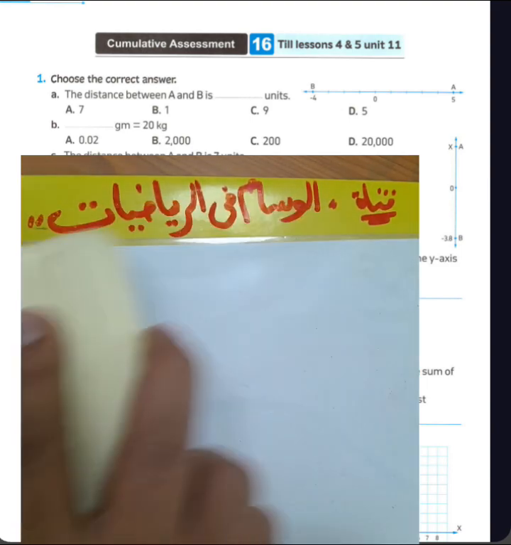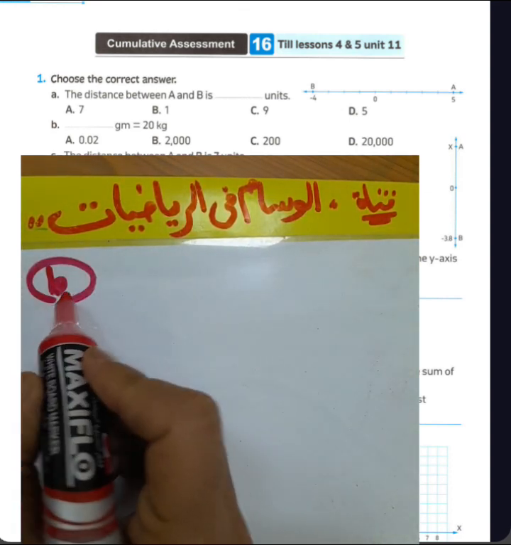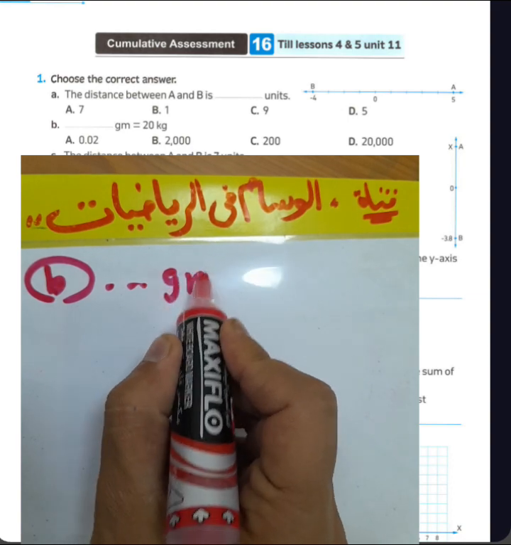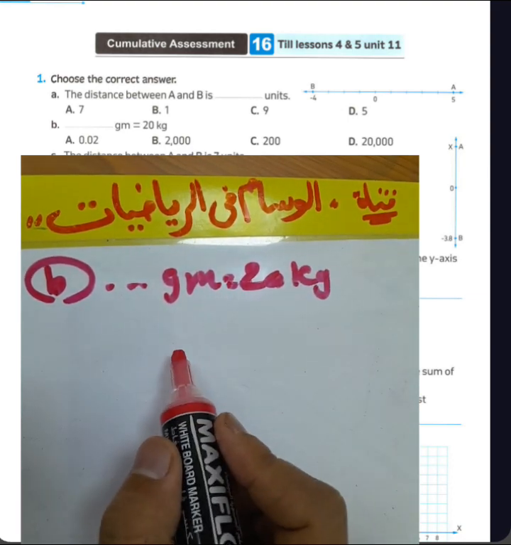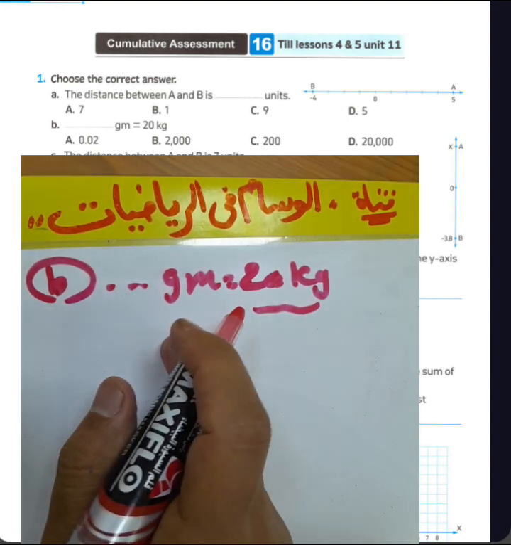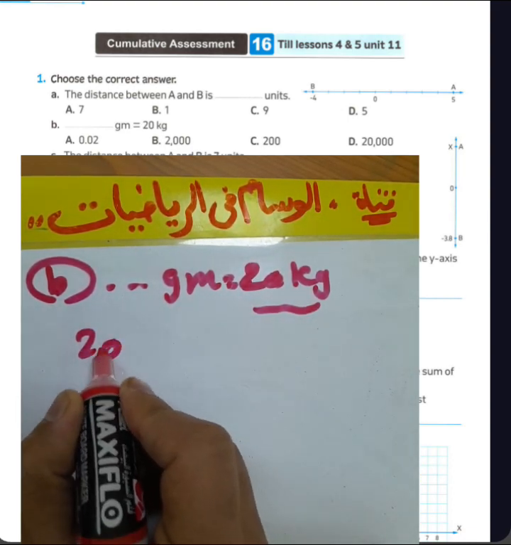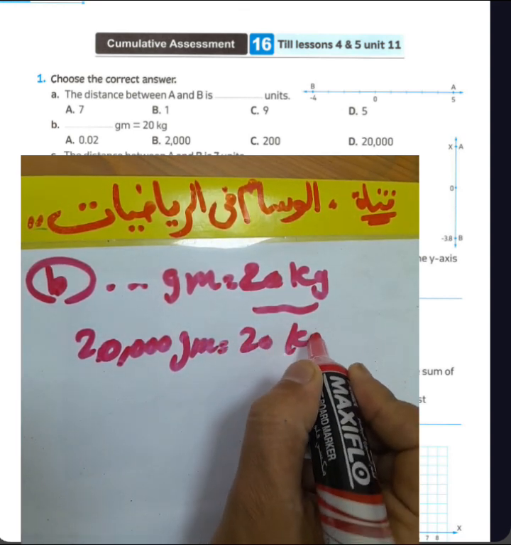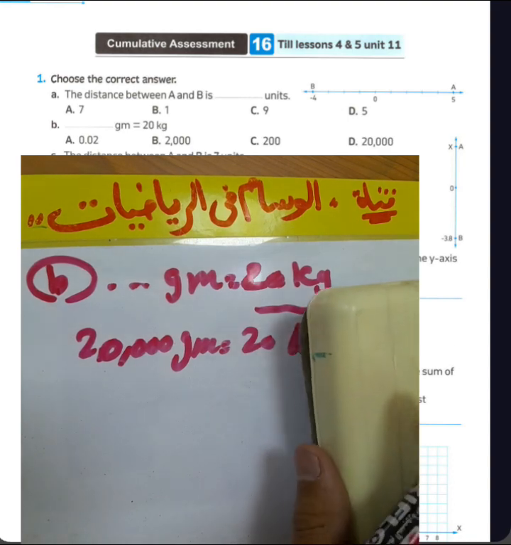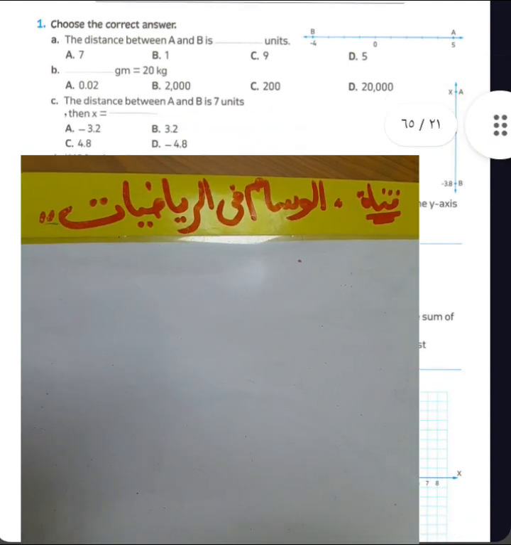Next example. Question letter B. Space gram equals 20 kilogram. We want to convert from kilogram to gram, multiply by 1000. Then the result will be 20,000. 20,000 gram equals 20 kilogram. Next question. Question letter C.